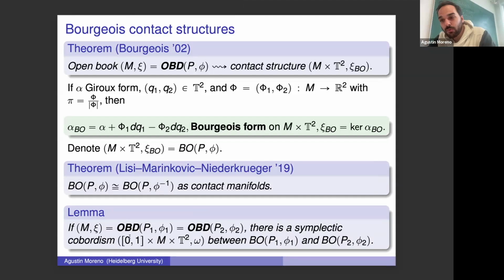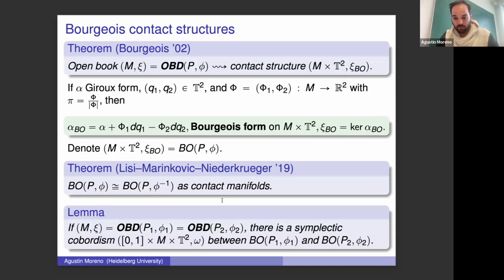But there's a relationship between them. So if I start with two different open books for the same contact manifold, there is a symplectic cobordism between them, which is actually a concordance. So it's a trivial product, interval times N times T2. So they're related to each other by this cobordism, and there's one in each direction.